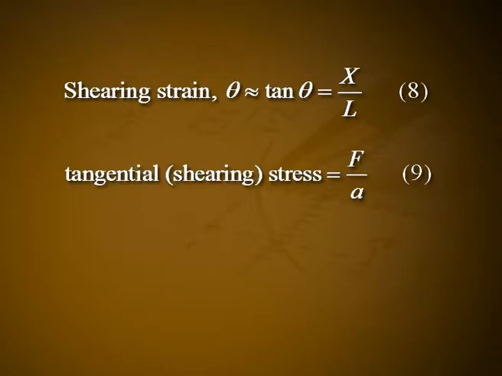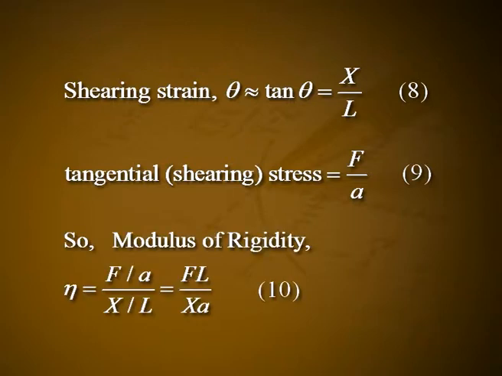Tangential or shearing stress is equal to F divided by A. Let it be equation number 9. So, modulus of rigidity eta is equal to F by A divided by x by L, which is equal to F into L divided by x into A. Let it be equation number 10.